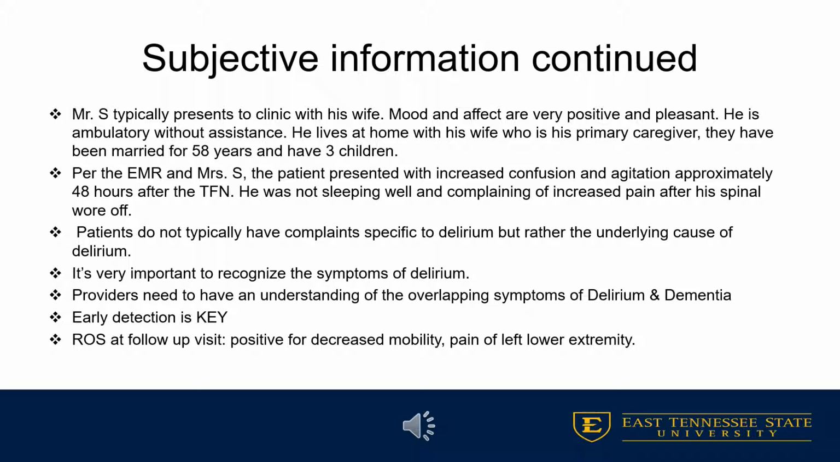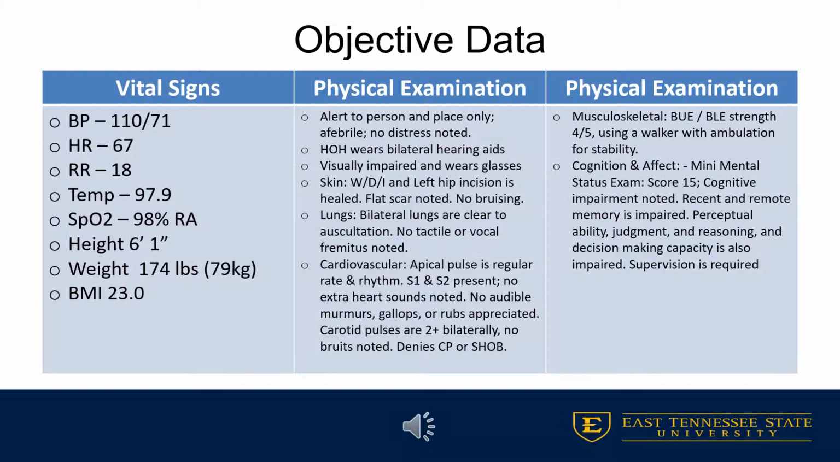It can be difficult with patients who have pre-existing advanced dementia to recognize delirium, and it's very important to have family involvement when available to help decipher those behaviors from the patient's normal behaviors. As you can see, the objective data above was pretty good.